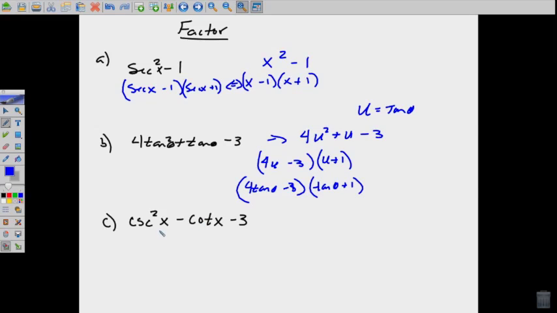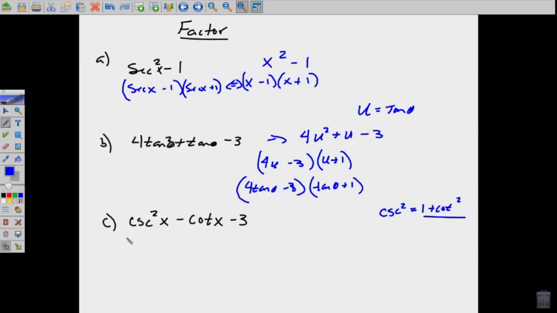The big thing I want to look for is something with a squared value, because I know there are these Pythagorean trig identities that show me how to twist things around. There is one that says cosecant squared equals 1 plus cotangent squared, which is going to be very helpful, because now instead of this part, I'm going to substitute that.